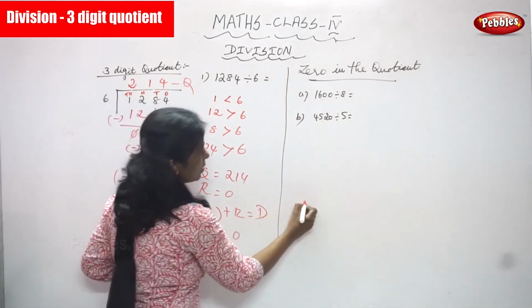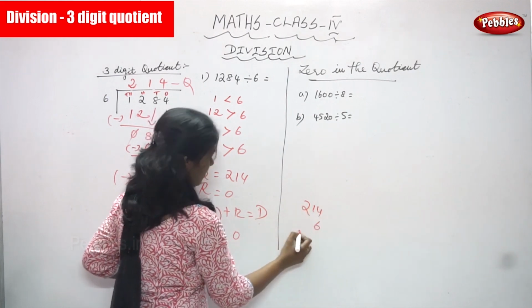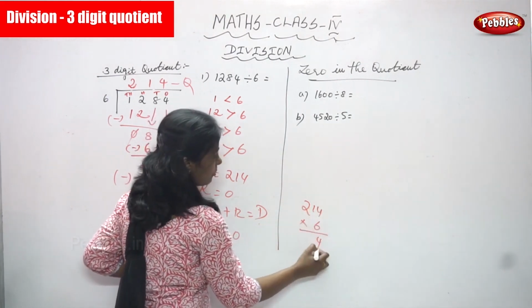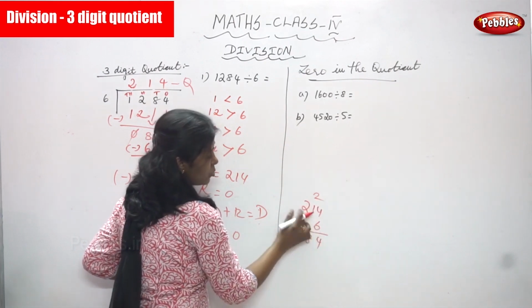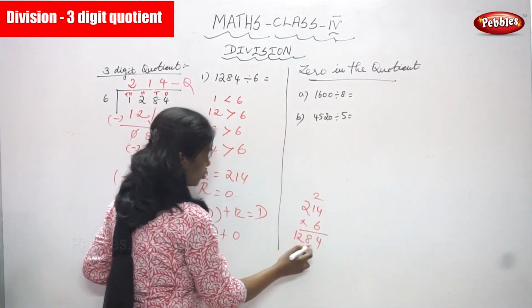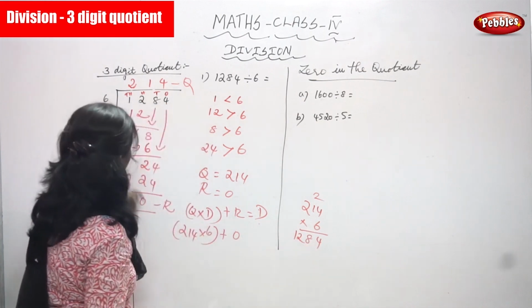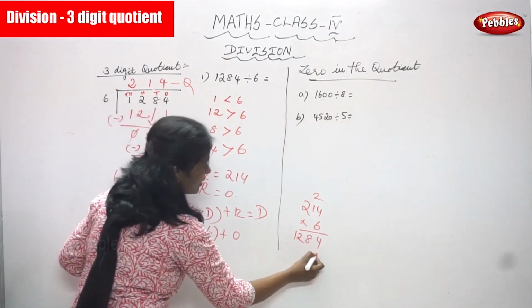Let's see what I'm doing here. 214 multiplied by 6. 6 4s are 24, carry over 2. 1 6 is 6, 6 plus 2 is 8, and 6 2s are 12. So you write 1284, and then add the remainder, which is 0.